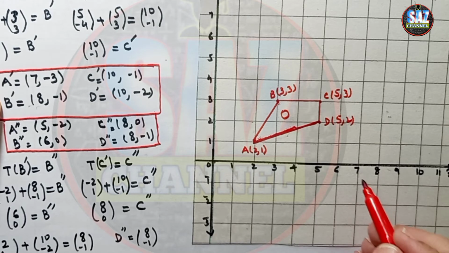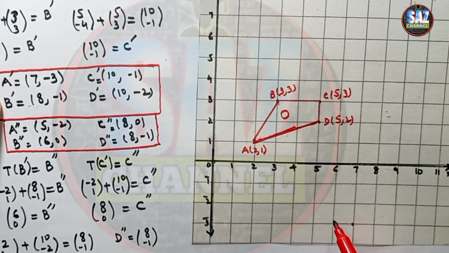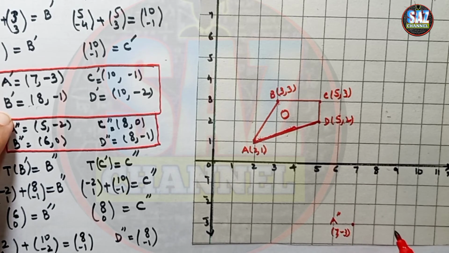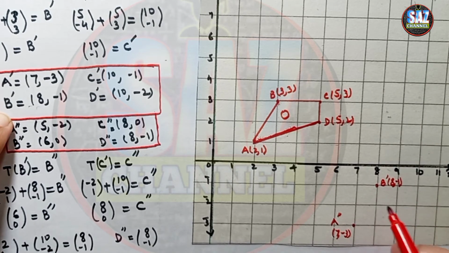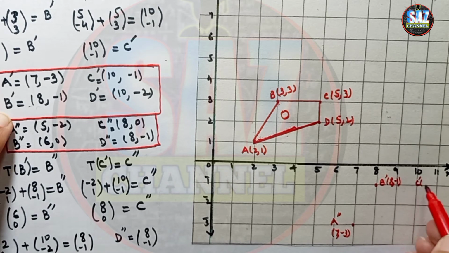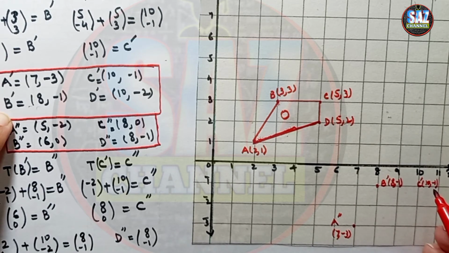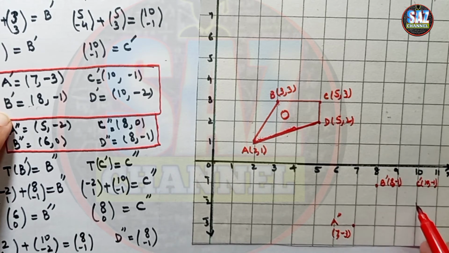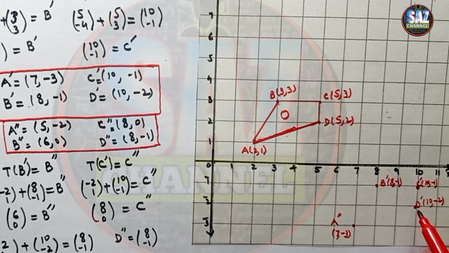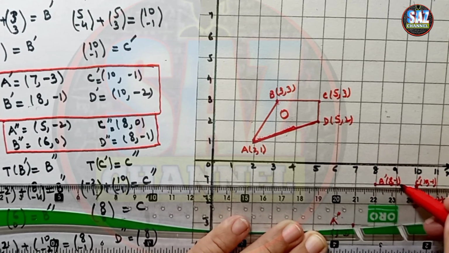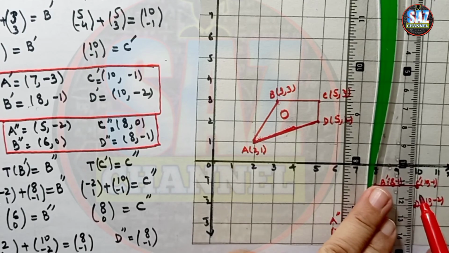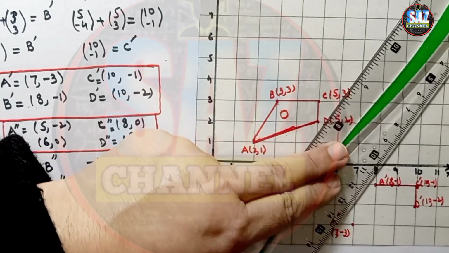A dash has the coordinates 7 and minus 3, so A dash will be coming at this place. B dash is 8 and minus 1. C dash is 10 and minus 1, and D dash is 10 and minus 2. D dash will be marked at this place. And let me join the points nicely with the help of ruler, and we'll get the first image of the given quadrilateral under the translation vector 5 and minus 4.